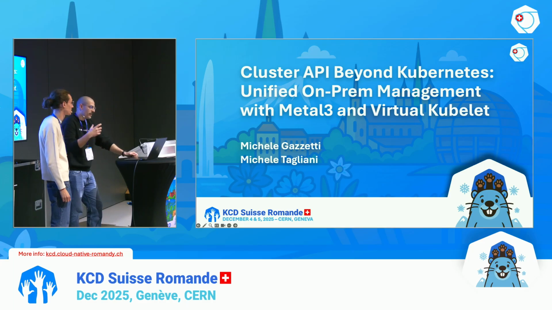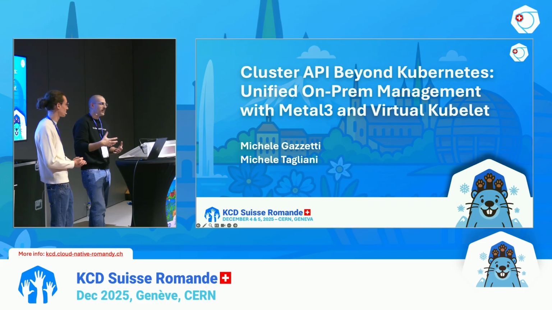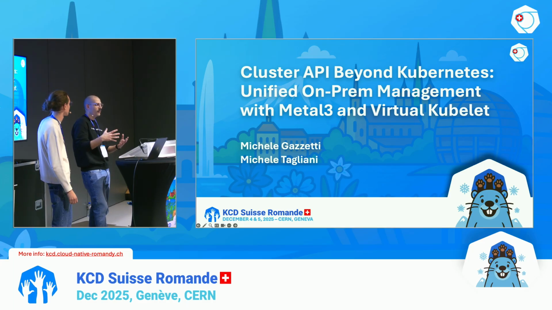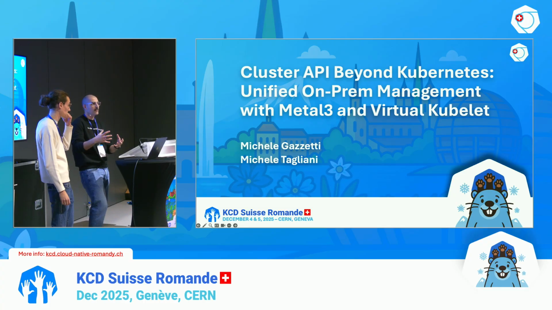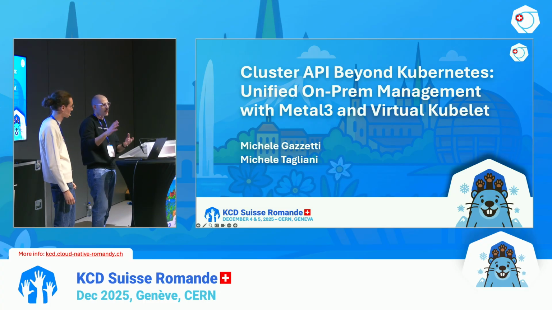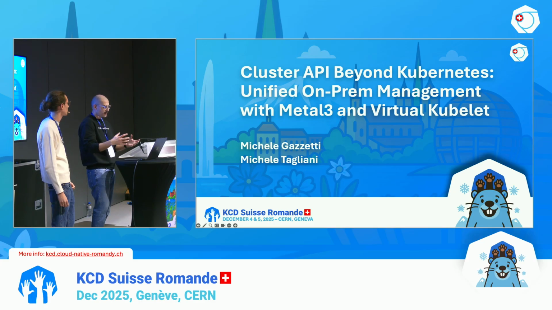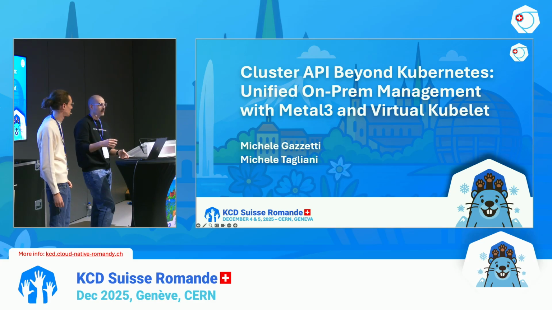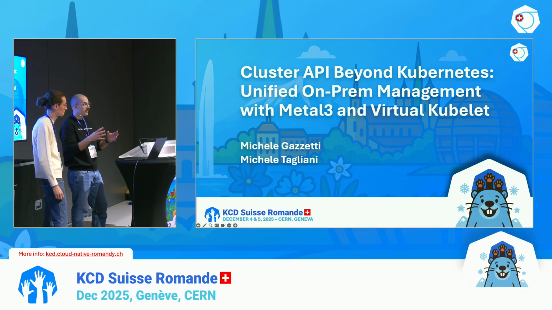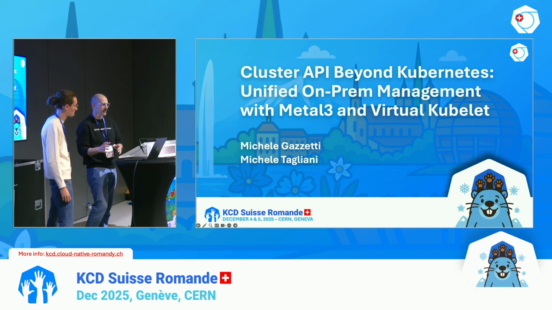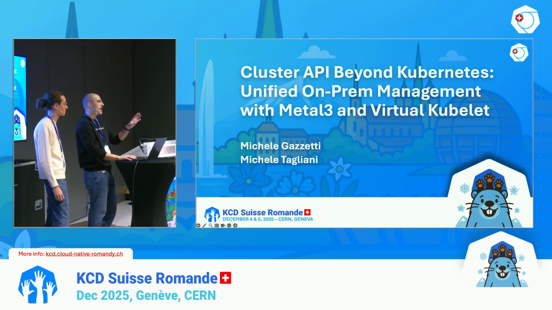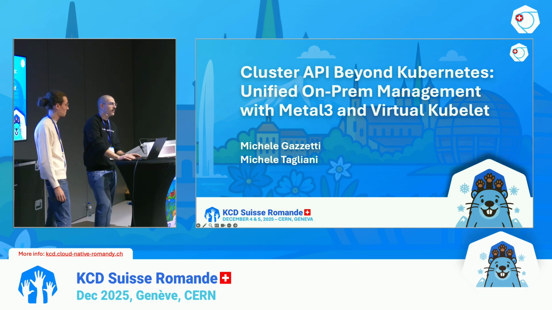So today we would like to present what we believe is an interesting example of how we can reuse projects that are part of the Kubernetes ecosystem to tackle some challenges that go beyond Kubernetes. And this is, for instance, in this case, the unified on-prem management of bare metal infrastructure for non-Kubernetes clusters via ClusterAPI, Metal3, and Virtual Kubelet.